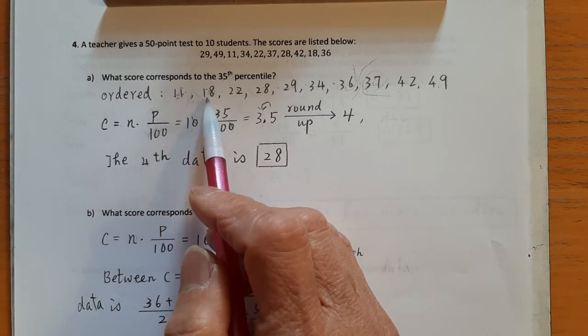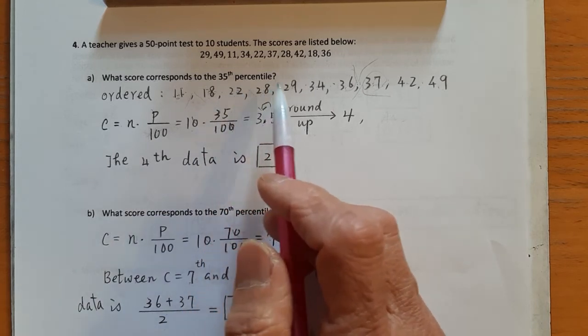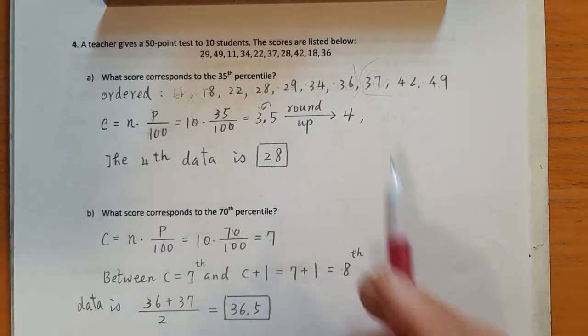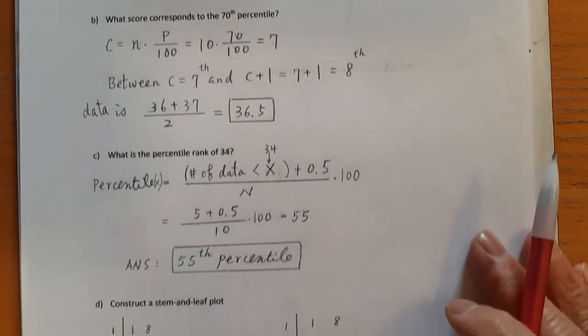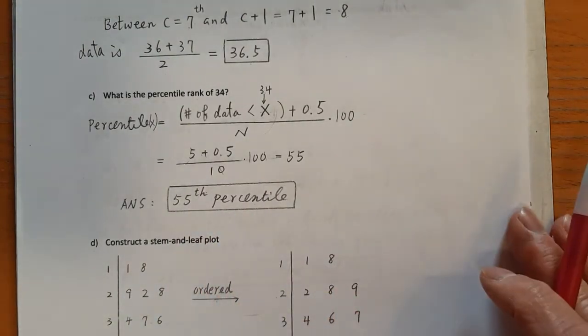5, add 10, 15, add 10, 25, add 10, 35, add 10, 45, add 10, 55. So 34 corresponds to the 55th percentile.